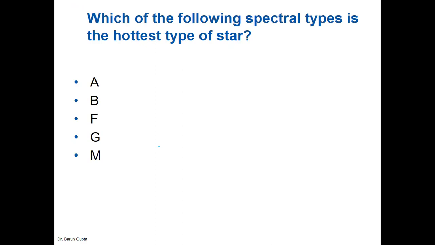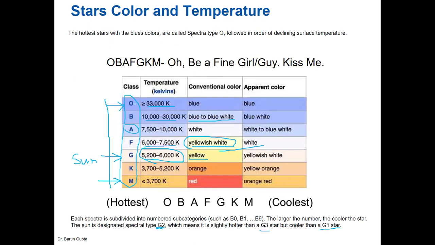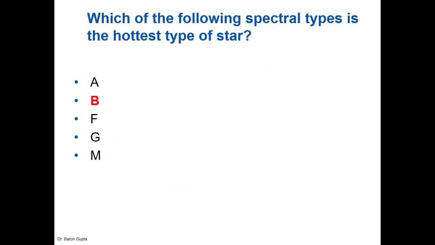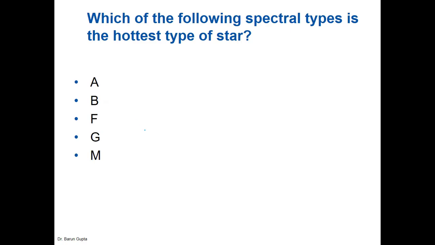Again, coming back to the same question, which of these spectral types is the hottest type of star? Go back to here. This is the hottest one, and as you go down, that's the coolest one. So which one is the hottest one? The B. Go back here, the B. We do not have O here, so B is the hottest star.